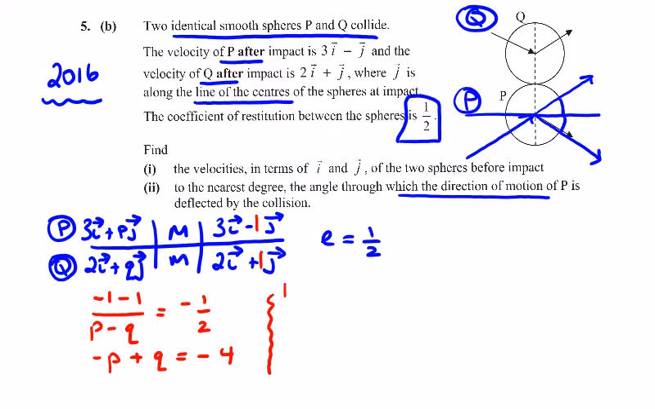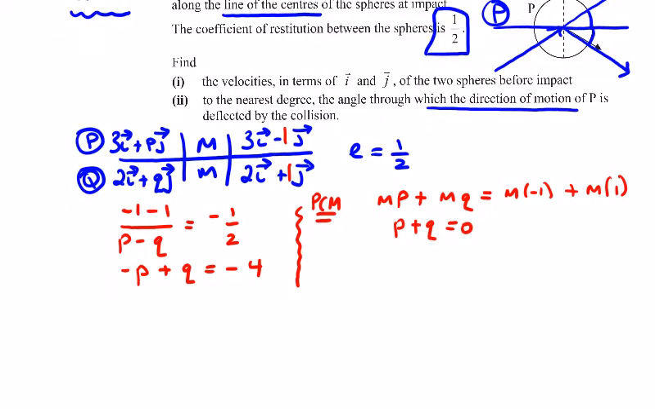And then for my principle of conservation of momentum, we're going to have m by P plus m by Q equals m by minus 1 plus m by plus 1. So you can see here we're going to get P plus Q is equal to 0. So that should help us solve it pretty quickly then.